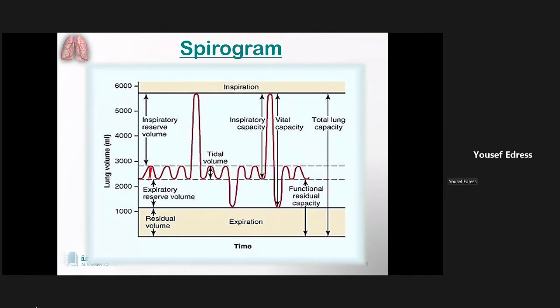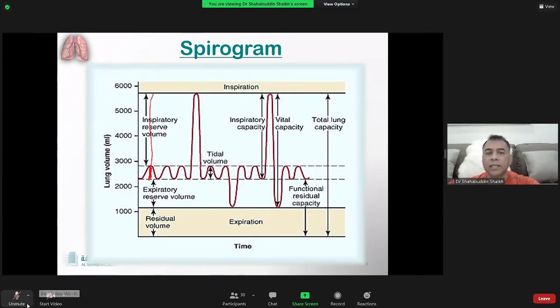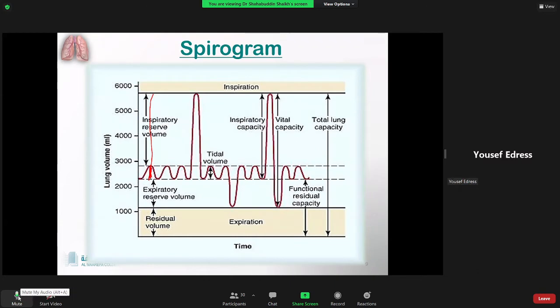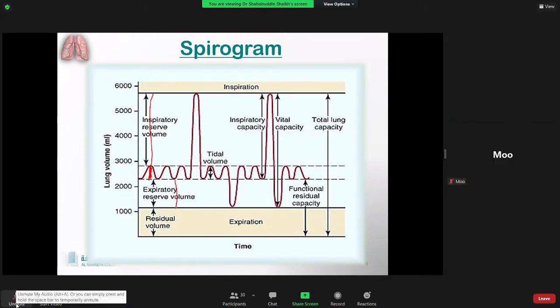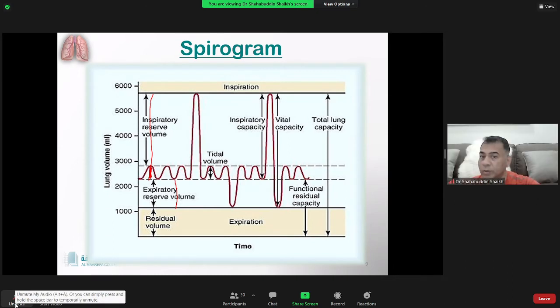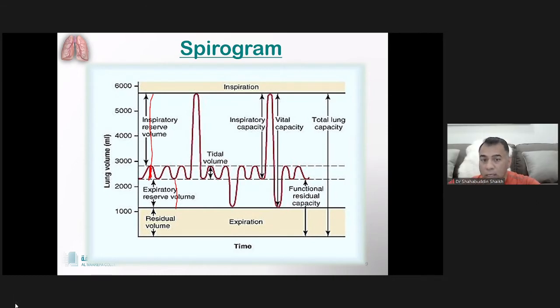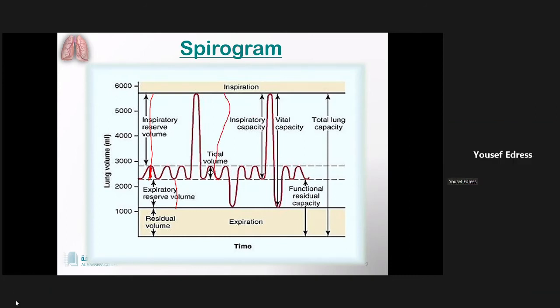What is this? Tidal volume. From tidal volume above, what is this? Inspiratory reserve volume. Below tidal volume up to this black line is called expiratory reserve volume. Okay. Below the lower level of tidal volume and above up till the peak, what is that? Inspiratory capacity.